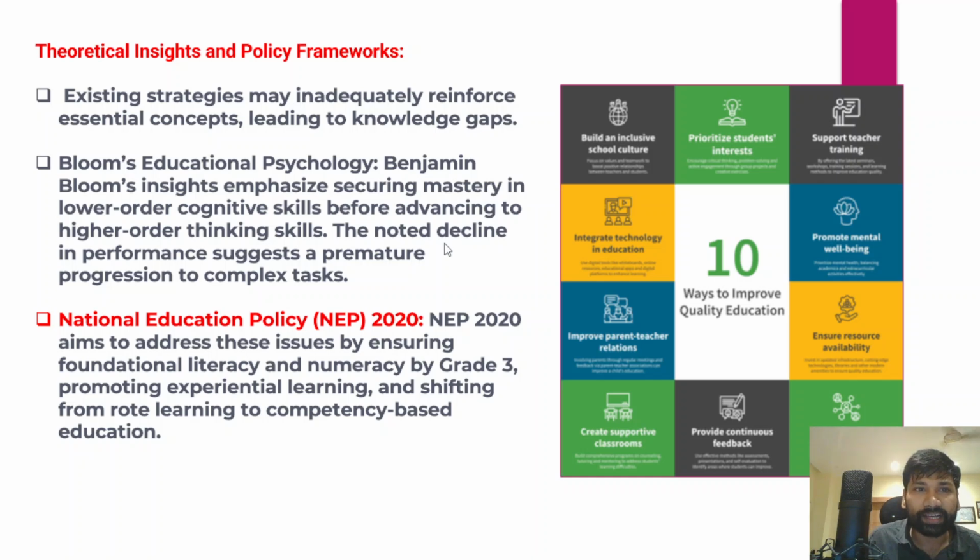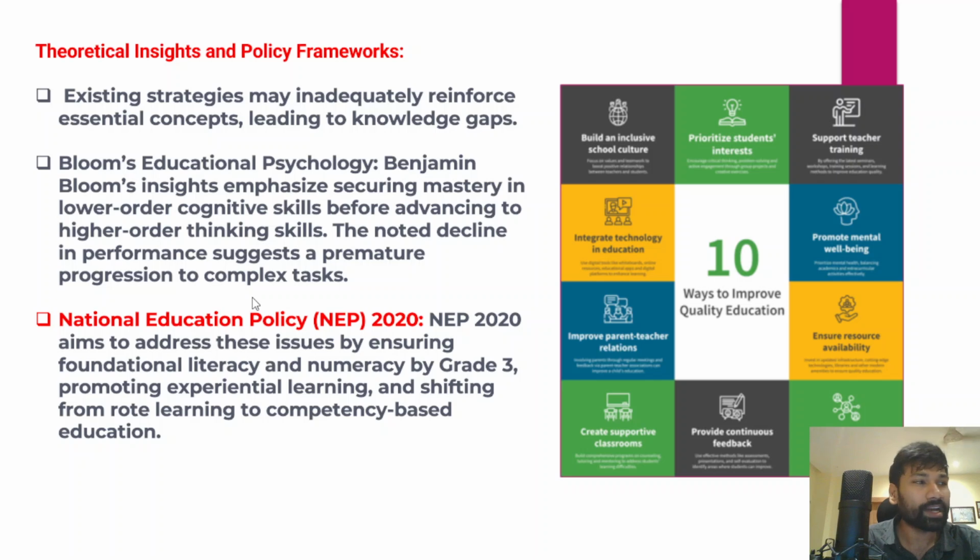So there is a noted decline in the performance of the students, indicating that these lower order cognitive skills were not emphasized adequately, and that is where the problem comes. These lower order cognitive skills are not emphasized adequately when we try to build the higher order thinking skills. That is largely inadequate because we have not worked on the lower order cognitive skills. That is also a significant issue here. The noted decline in performance actually suggests a premature progression to complex tasks.